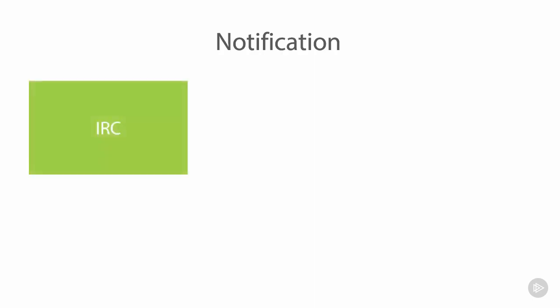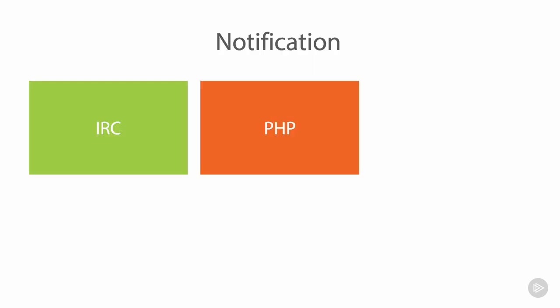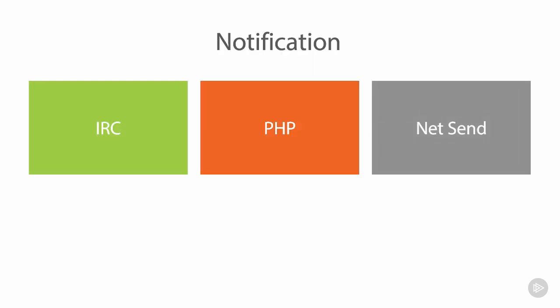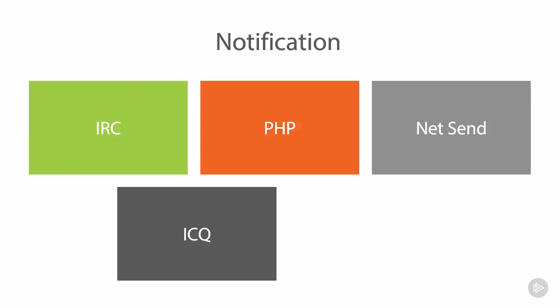One of them is referred to as an IRC Trojan. Now, this just simply uses the IRC channels out there to communicate with the attacker. There's also a PHP notification Trojan, which sends its data by connecting to the PHP server that the attacker owns or has pwned. There's also a NetSend notification Trojan. This is just basically sending information or commands to the targeted machine via the NetSend command. We also have ICQ notifications, which, again, just notifies the attacker.